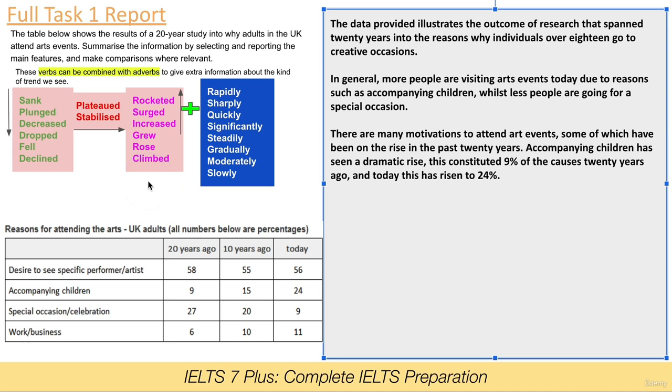Okay, so we're talking about accompanying children. Now let's touch upon work and business. Another area which increased and saw a growth of maybe 5%, 6 to 11, was going for a work or business reason.